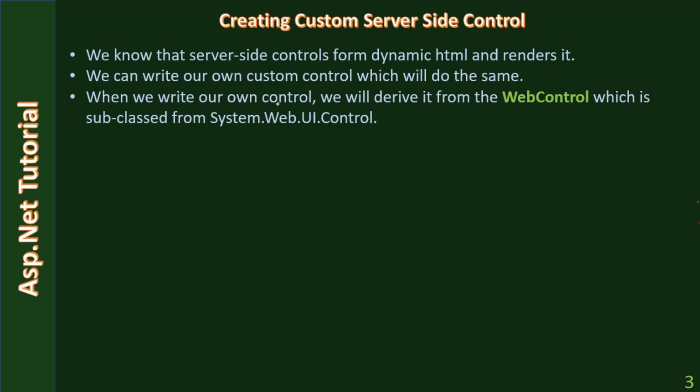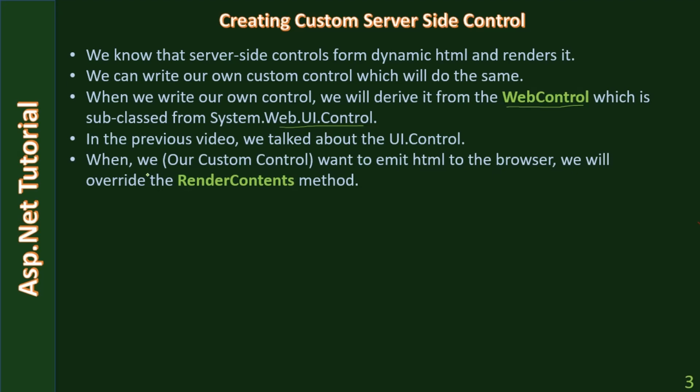When we write our own control, we will derive it from the web control. That's the class we will derive, which is a subclass of System.Web.UI.Control. We already talked about this in the previous video. The page is also derived from it. In the previous video, we talked about the UI control.